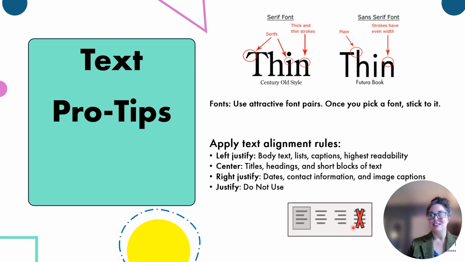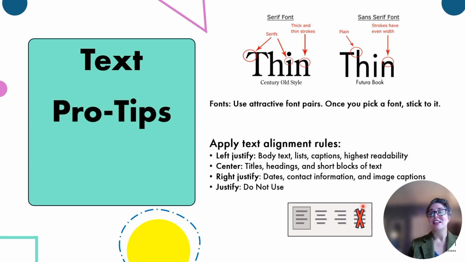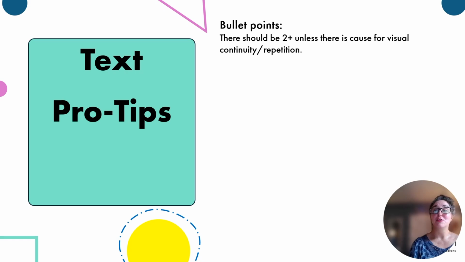Now this last one, this justify tab here, it is sometimes a default for some fonts, but it just makes any text so much more difficult to read. And you're going to see this in our examples a little bit later. When we're talking about bullet points, there should always be more than 2, unless there is cause for visual continuity and repetition. Sometimes you have graphical elements. One text element will have 3 bullet points, the next one may have only 1, and then the third one has 2. So then as a call out, you use a sentence or you use bullets. That's when you would maybe consider turning that single bullet into a sentence.